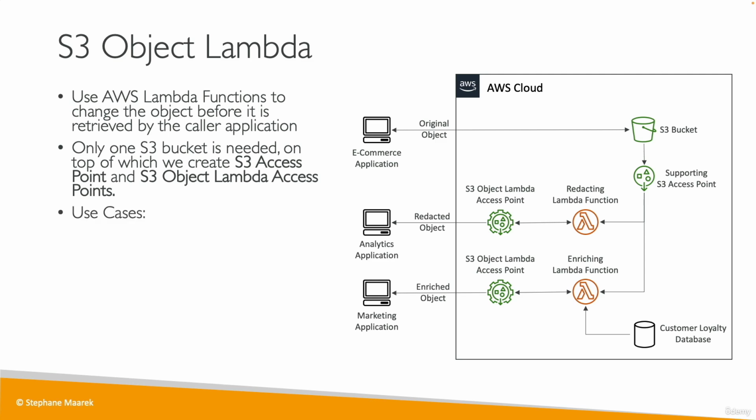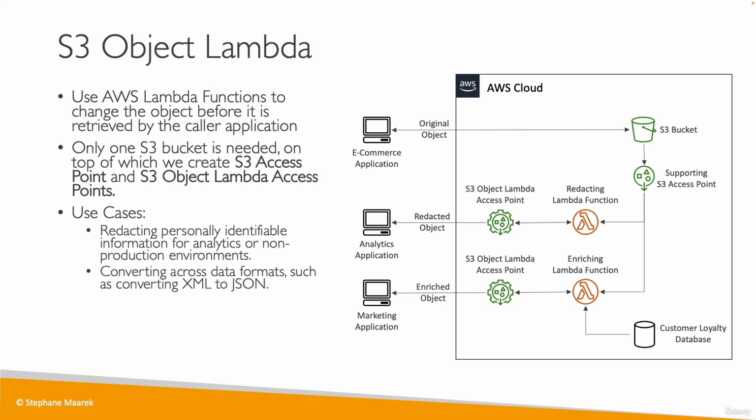So the use cases for it are to redact, for example, PII data, so personally identifiable information, for analytics or non-production environments, or for example, to convert data from XML to JSON, or to perform any kind of transformation you want, for example, resizing and watermarking images on the fly, but the watermark is specific to the user who requests the object. So that's kind of a cool usage for S3 Object Lambda.